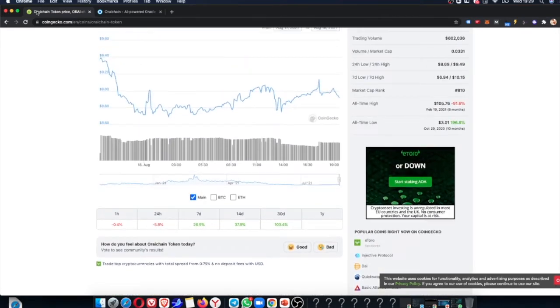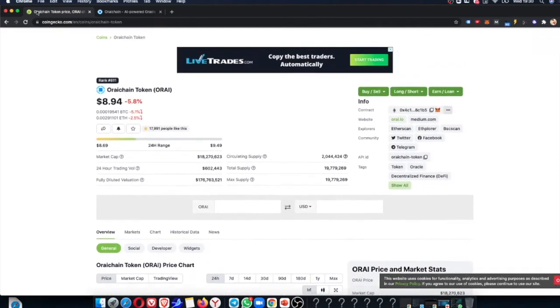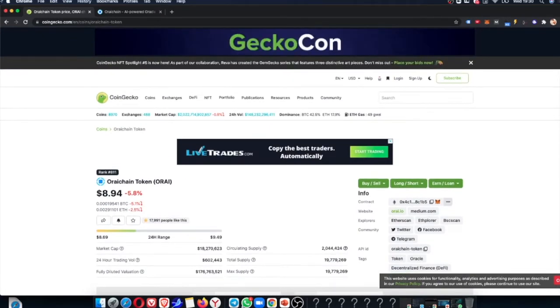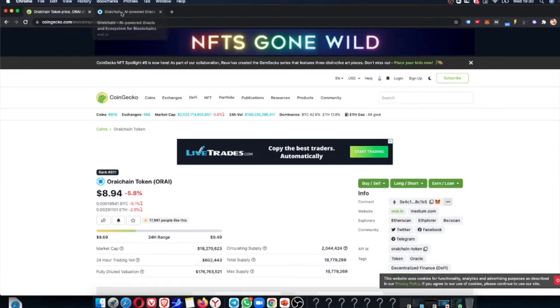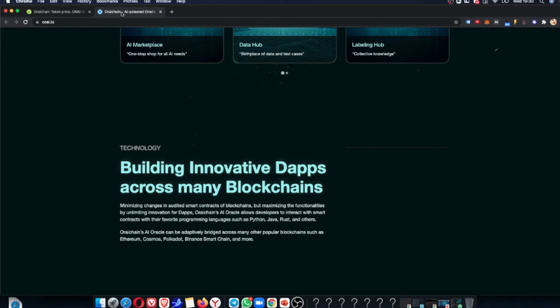Also on Uniswap, and you know the fees on Uniswap are a lot lower now, which is good, because I remember before I used to be like, oh my days, the fees are so expensive, but they're a lot lower now. Okay, let's jump back into Oraichain.